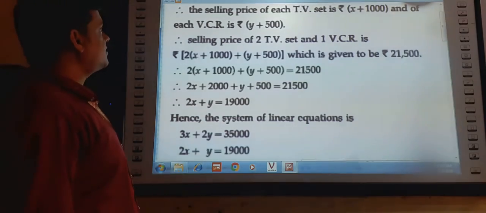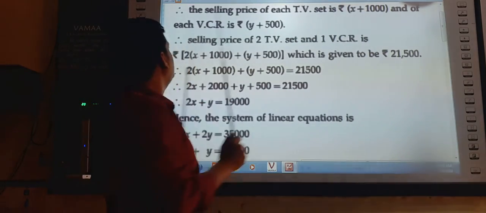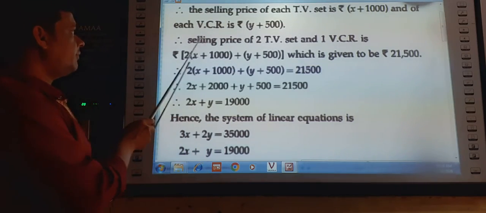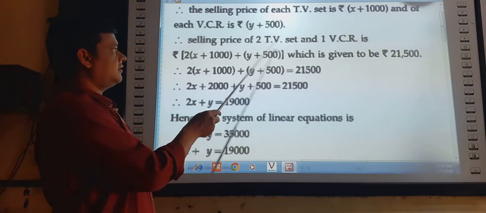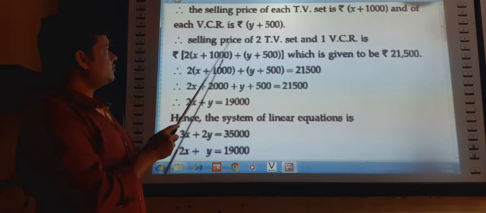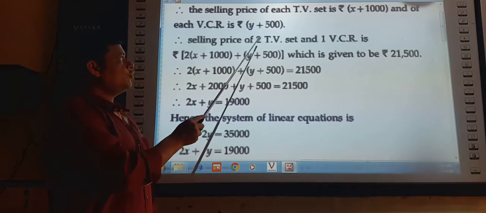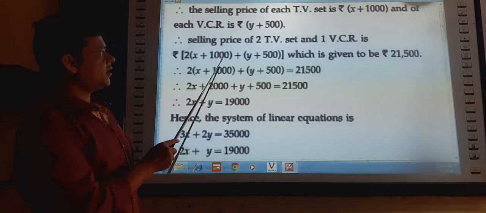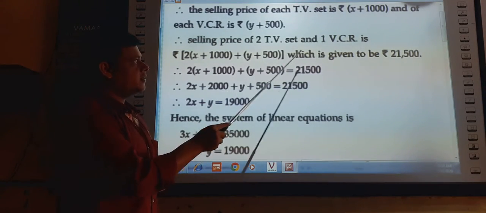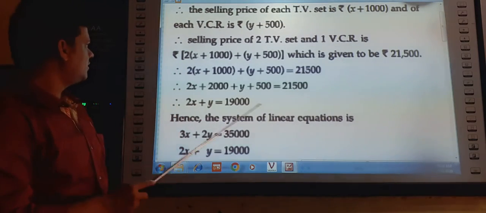Therefore, the selling price of each TV set is rupees x plus 1000 and each VCR is rupees y plus 500. Therefore, the selling price of 2 TV sets and 1 VCR is: the selling price of a TV set is x plus 1000, he has to sell 2 TV sets, so 2 into x plus 1000, plus 1 VCR, so 1 into y plus 500, which is given to be rupees 21,500.